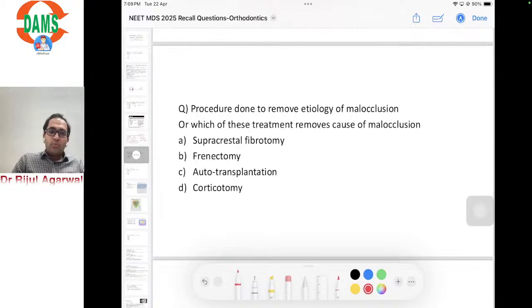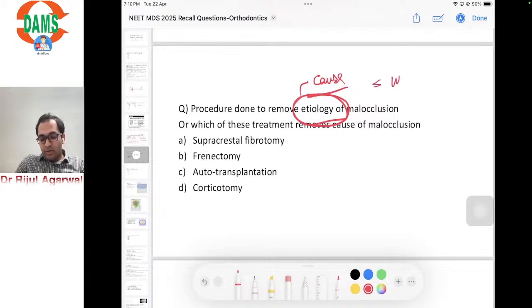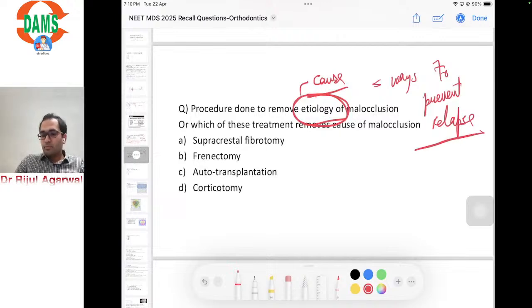Next question: procedure done to remove the etiology of malocclusion, or another form of the question, which of these treatments removes the cause of malocclusion. Now there was some kind of controversy between two options. I'll clear it right here and now with explanation. The four options are supracrestal fibrotomy, frenectomy, autotransplantation and corticotomy. The question is asking about a procedure done to remove the etiology of malocclusion. Etiology means cause, what is the cause of that malocclusion. It's not asking about ways to prevent relapse. It is asking about the cause of malocclusion. Looking at the options, I'll start from the fourth option, corticotomy.